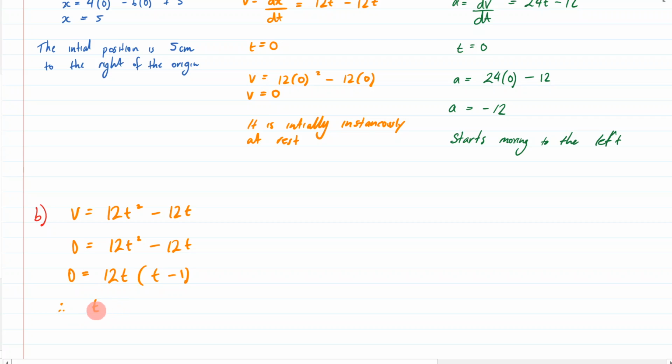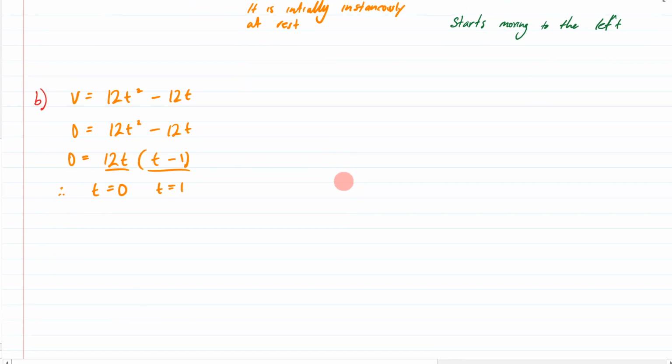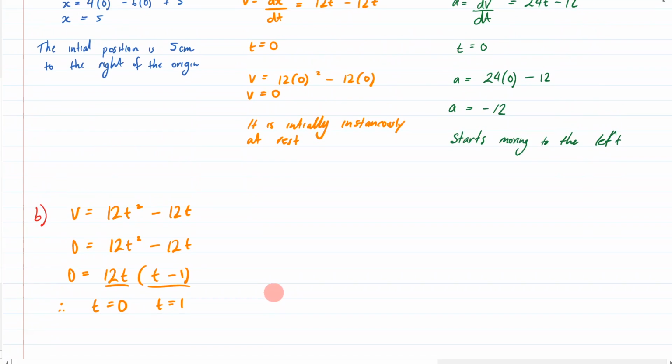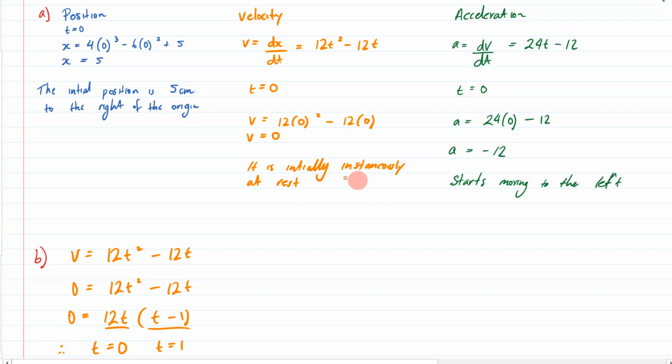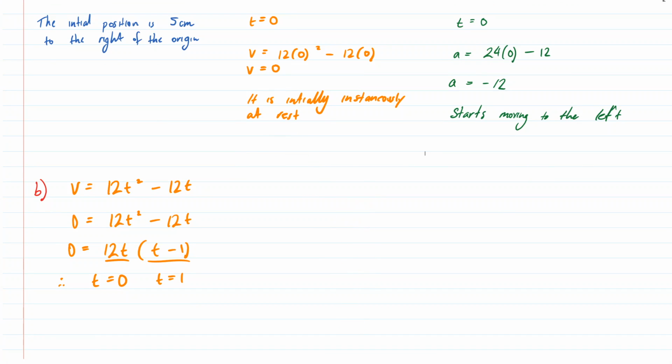Therefore, t is going to be equal to 0, because when I set this factor equal to 0, it's just t equals 0. And I can set the other factor equal to 0, which means t is equal to 1. So these are the two places in which I'm going to be at rest. And we already knew one of those, that I was going to be instantaneously at rest at v equal to 0. We know the corresponding acceleration there: negative 12, meaning it's going to begin moving to the left.